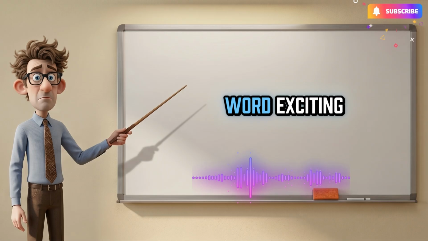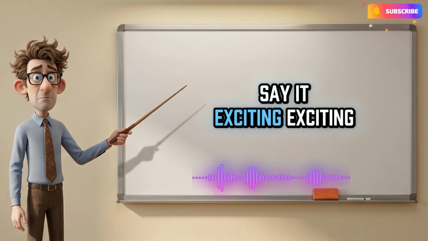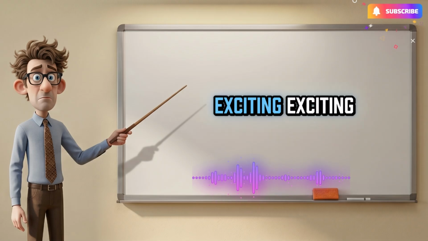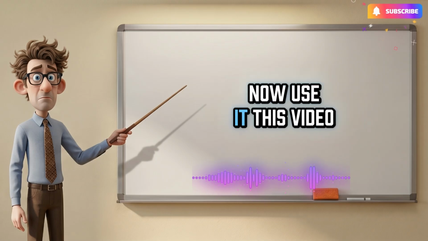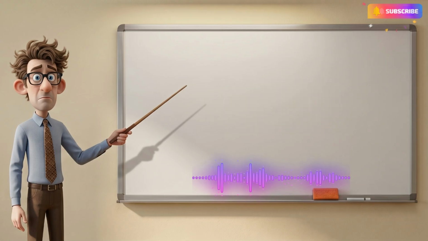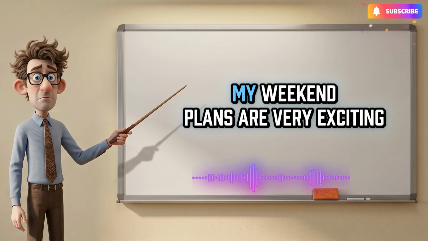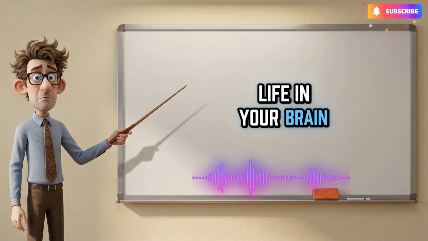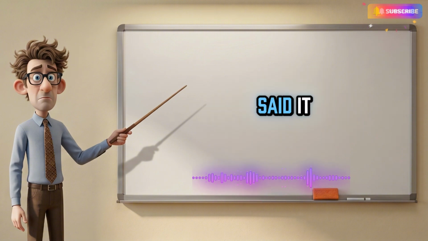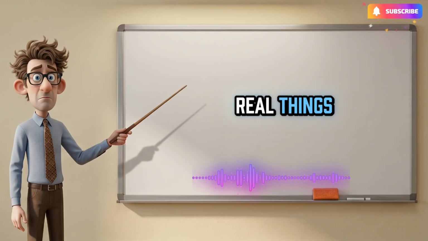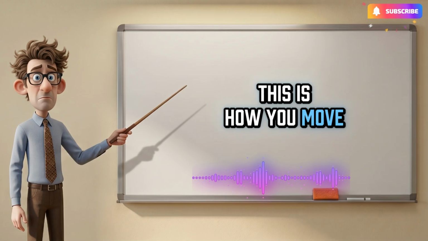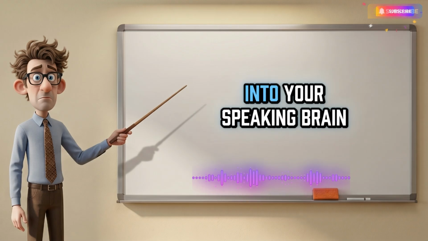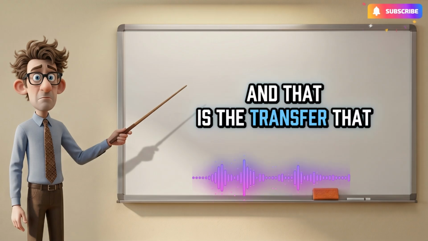Let's say you learn the word exciting. Say it. Exciting, exciting, exciting. Now use it. This video is exciting. Learning English is exciting. My weekend plans are very exciting. Now that word has a life in your brain. You have used it. You have said it. You have connected it to real things. Your brain will not let it go easily now. This is how you move words from your studying brain into your speaking brain, and that is the transfer that actually matters.